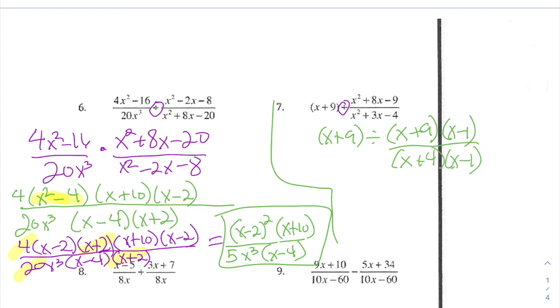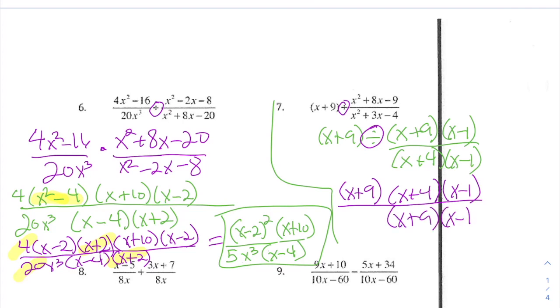And then here, for some reason, it doesn't always work out, but you do have a common factor. Let's just go ahead and rewrite it. Let's not get too excited. So I'm going to rewrite this as multiplication. So that's x plus 9 times, when I flip it, x plus 4 times x minus 1 all over x plus 9 times x minus 1. Okay, this is now your multiplication problem.